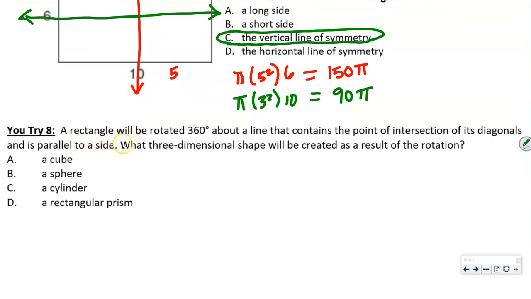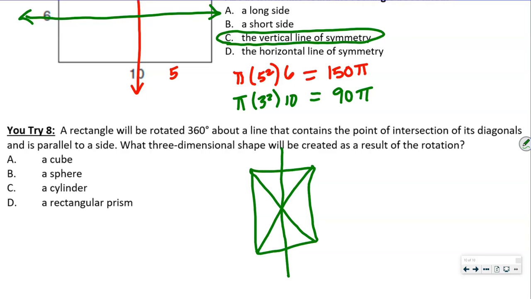So then it says a rectangle will be rotated 360 degrees about a line that contains a point of intersection of its diagonals. So let's draw a rectangle here. Point of intersection of its diagonals. That means it's being rotated about that right there, right? And it's parallel to one of the sides. So this would be parallel to the side, right? What three-dimensional shape will be created as a result of the rotation? And again, another what? Cylinder. You got it. Okay?